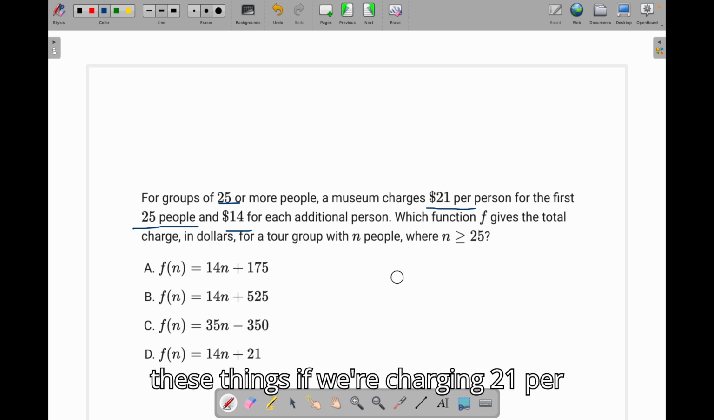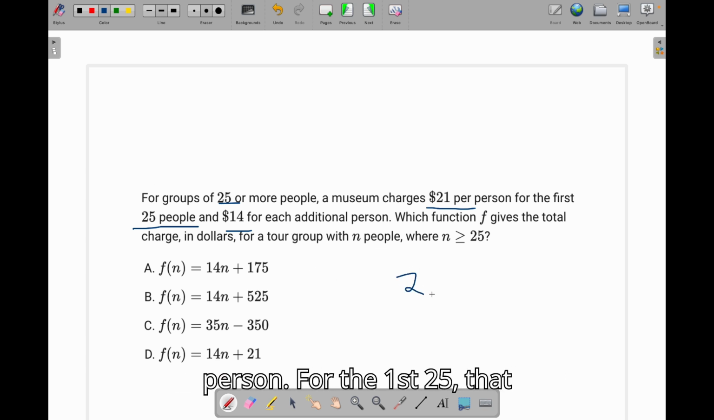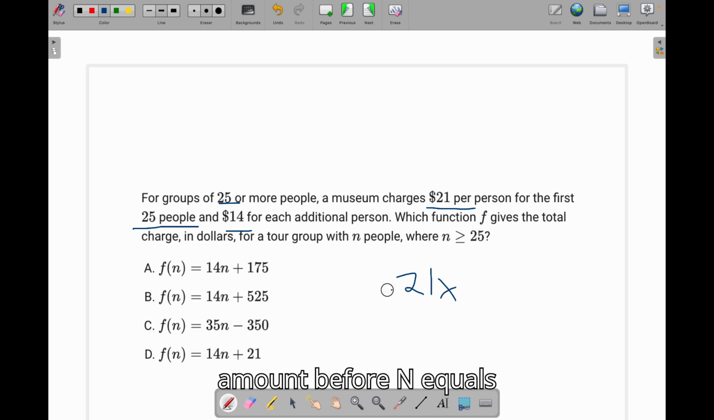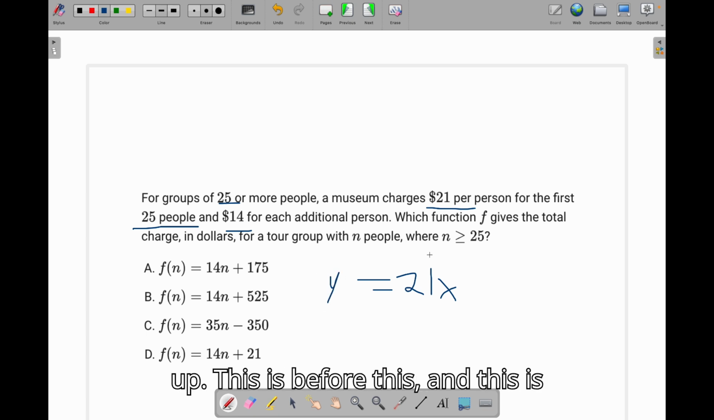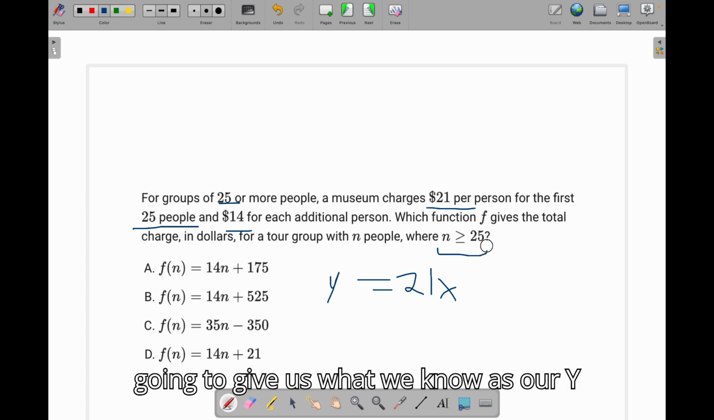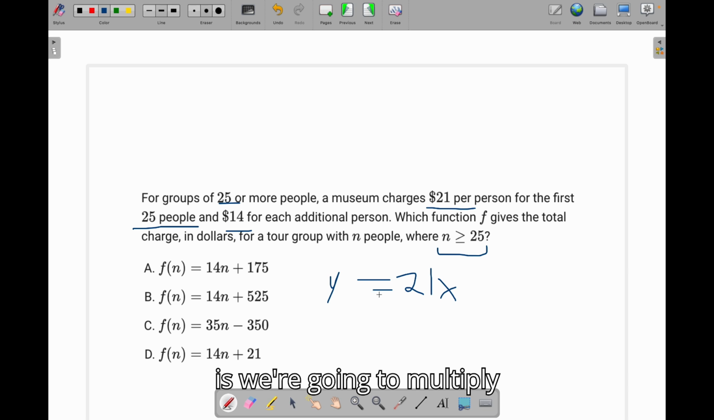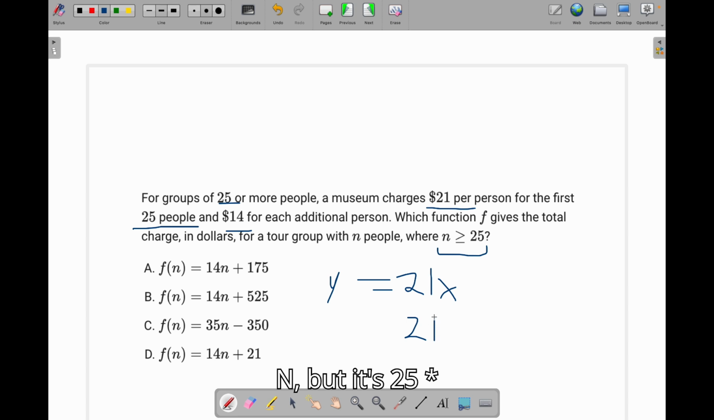If we're charging 21 per person for the first 25, that means this is going to be our initial amount before n equals 25. So we can set this up. This is before this. And this is going to give us what we know as our y-intercept. So what we're going to do is multiply 21 times, or this should be more n, but it's 25 times 21.